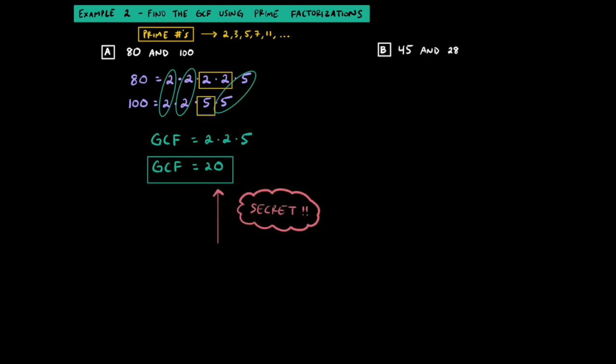Now here's a little secret for you. If you already have the GCF, you can actually use it to find all the other common factors if you needed them. You just have to find the factors of the GCF. The factors of 20 are a lot smaller, so we have 1 and 20, 2 and 10, and 4 and 5. If 20 is the GCF, all of its factors will also be common factors, just not the greatest common factor.